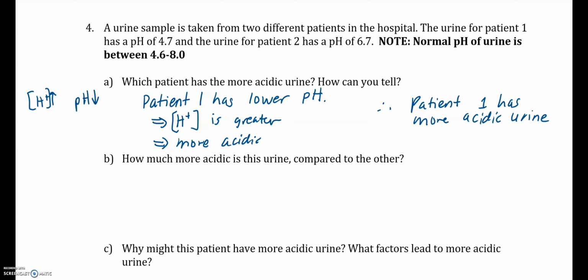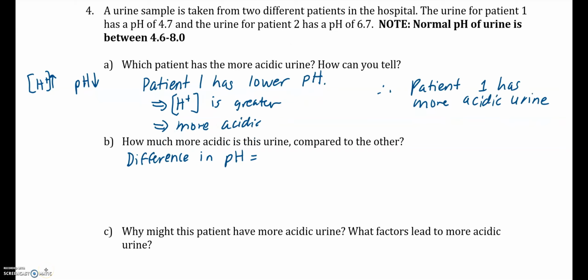Part B says, how much more acidic is this urine compared to the other? Let's investigate the difference in their pH. We know the difference is equal to 6.7 minus 4.7, which is 2 full units of pH. We know for each decrease in pH by 1 pH unit means a 10-fold increase in the concentration of hydrogen ions. So we can express this difference as 10 to the power of 2, which is equal to 100, and therefore the acidity is 100 times greater.